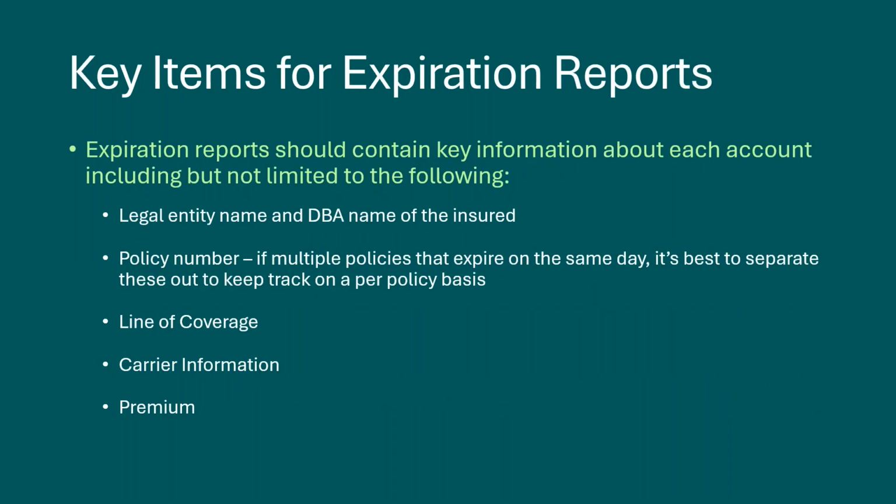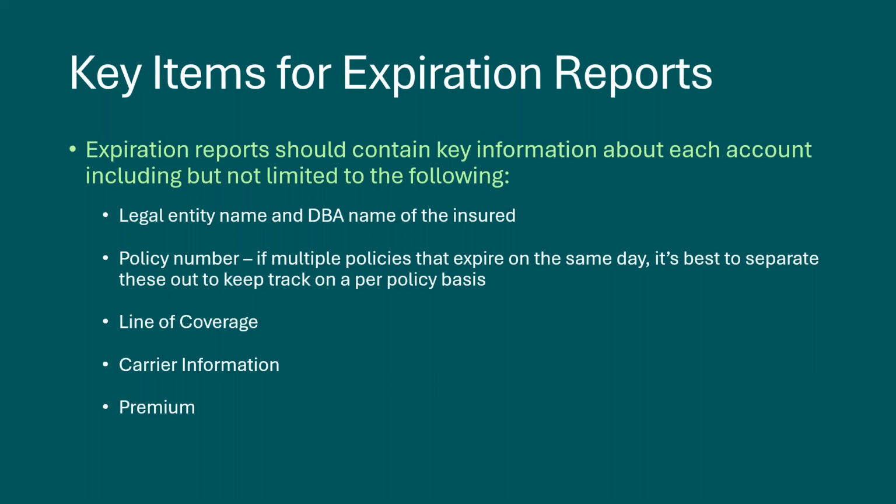Here are some of the key items that we recommend having on your expiration report. The first one would be the named insured, so their legal entity name, and then also their DBA name, so their doing business as name. And then the policy number. If there are multiple policies that expire on the same day, it's best to separate those out to keep track on a per policy basis.